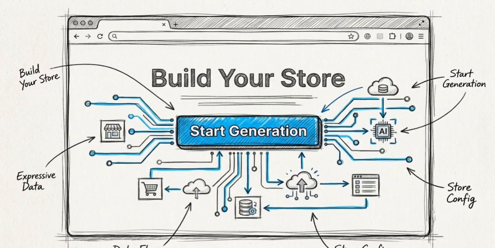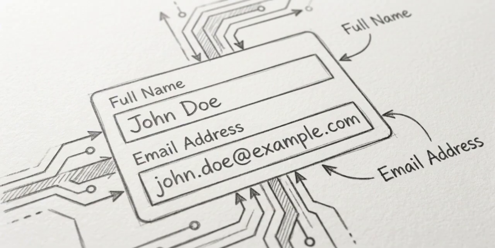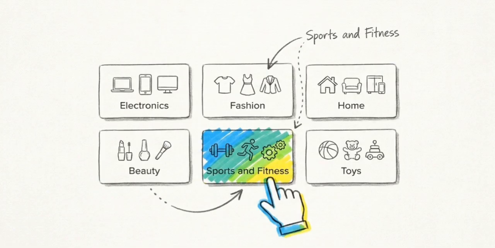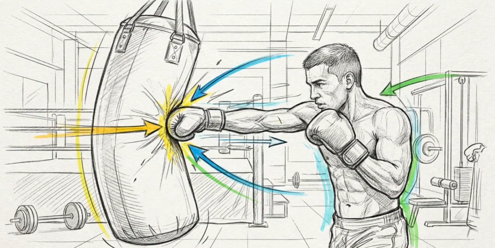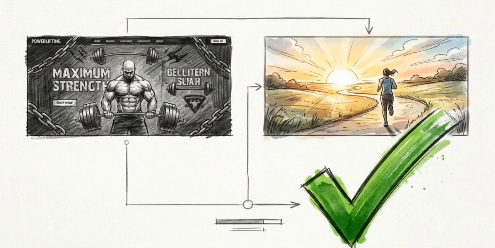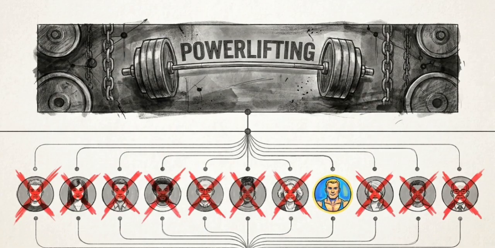Step 1 is generating the site. Open the Build Your Store tool and input your basic details, your name and email, to begin the generation process. Next, the system asks you to select a niche. You want to choose a category with broad, high demand, so we'll use sports and fitness as our primary example. When prompted to choose a visual banner, select a neutral design that appeals to the widest possible demographic. A banner leaning heavily towards one specific aesthetic will narrow your potential audience before you've made a single sale.